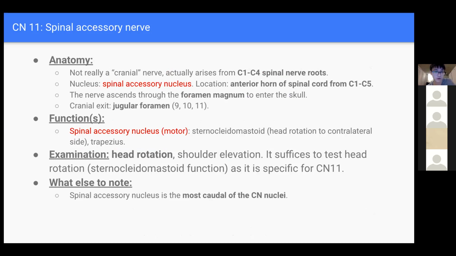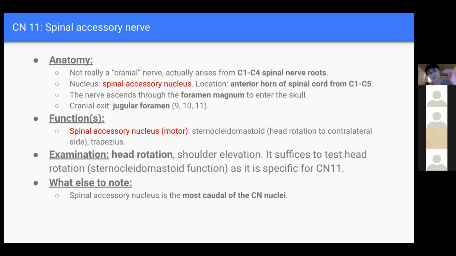But the reason why we call it a cranial nerve is because when the nerve comes out of the spinal cord, it's actually going to go into your skull. It's going to go up through the foramen magnum into your skull, and then it's going to exit the skull again, along with 9 and 10, through the jugular foramen. The spinal accessory nucleus is located in the spinal cord, essentially in the anterior horn, right, which is a part of the spinal cord that actually does motor stuff, right?